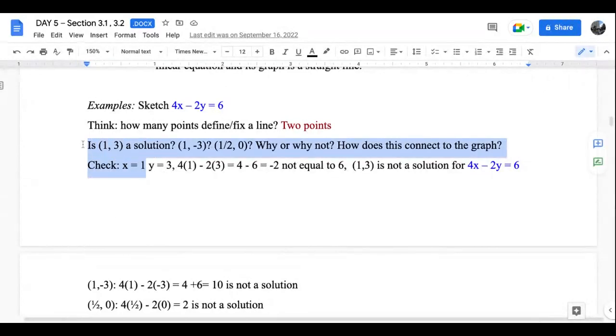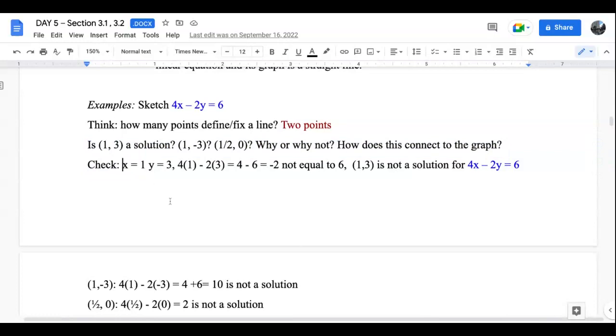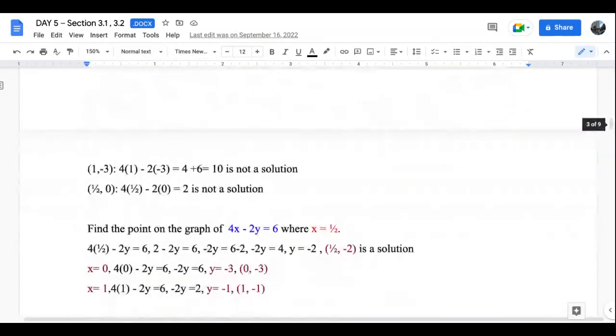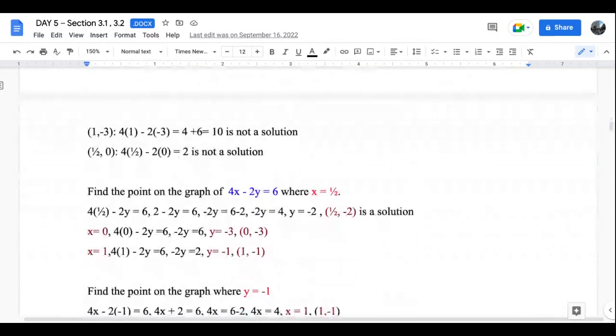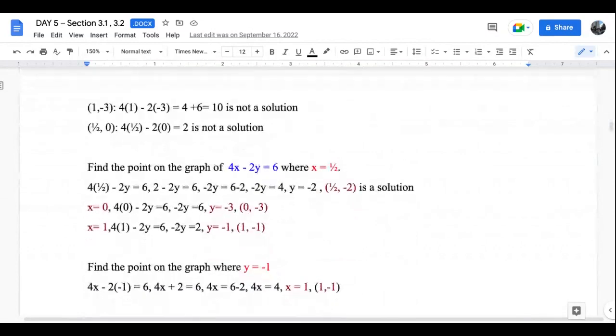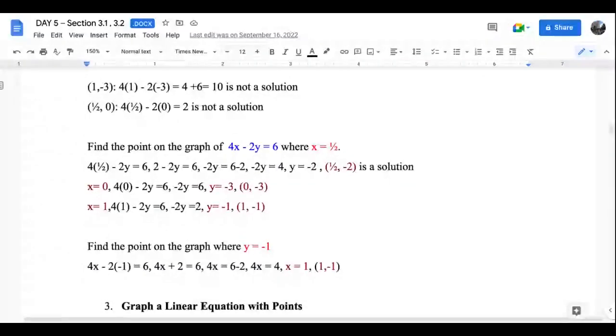This is just to give you some thinking. Is (1, 3) a solution? You could try those. But for the purpose of graphing it, we could just use the x-intercept and y-intercept.